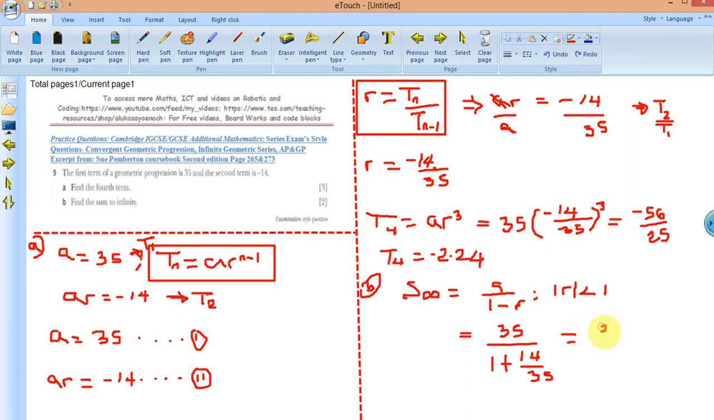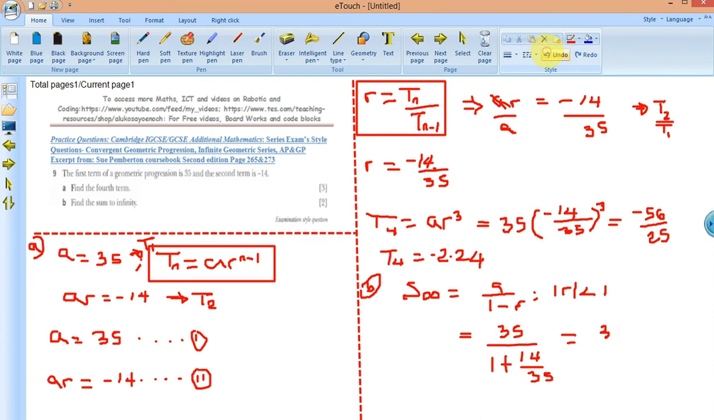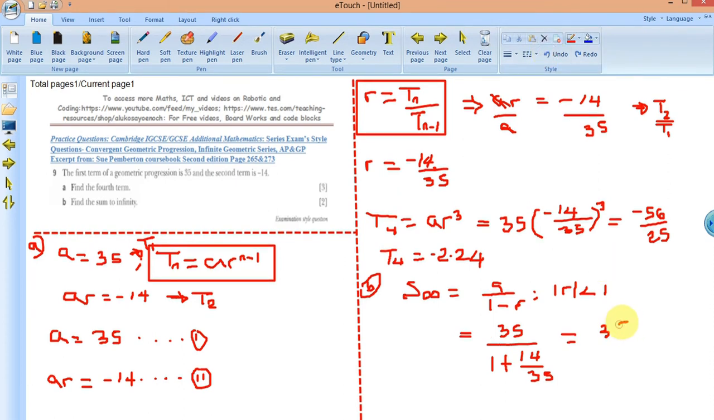Let me write the numerator first, 35 divided by... I was trying to write and it's not writing for some reason. I don't understand. Oh, is my board lagging already?